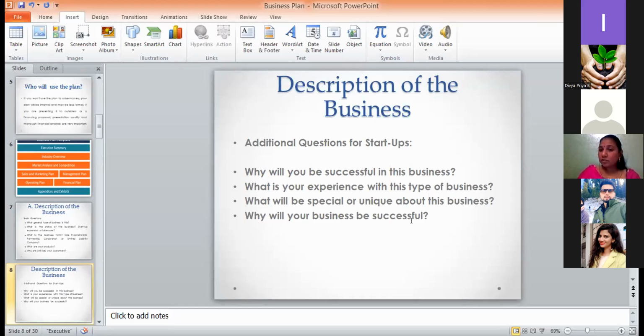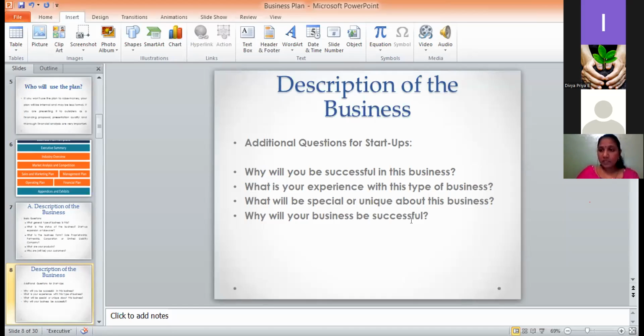Next is, what will be special or unique about this business? So what is the special feature you are going to give for your customers? And what is the problem, and what is the solution you have identified to give for the society? You are giving a solution for the problem faced by the society. And why will your business be successful? You have to give the reason why your product is going to be successful in the market. So only by giving answers for all these questions, your business description will be finished off, or else it will remain incomplete.